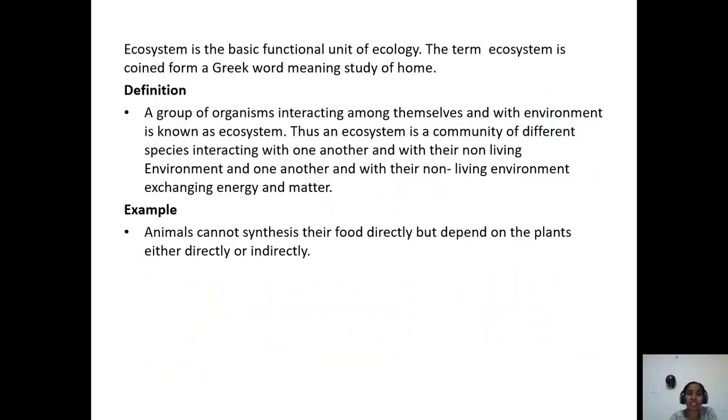So ecosystem is the basic functional unit of ecology. The term ecosystem is coined from a Greek word meaning study of home. So everything that surrounds us is called ecosystem. Here animals can't synthesize their food directly but depend upon the plants either directly or indirectly.